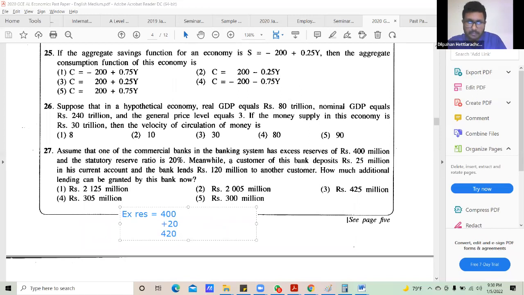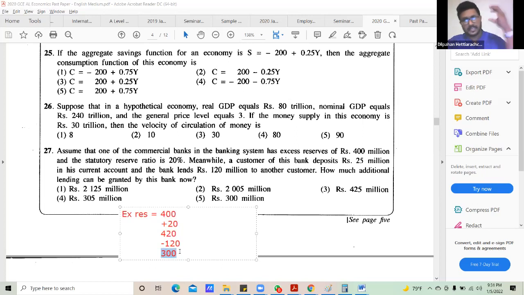Meanwhile, a customer of this bank deposits 25 million and the bank lends 120 million to another customer. Then this bank has an excess of 420 to lend whenever they want, and from this 420 they are lending 120. So this reduction of 120, we can take as it is. And what is remaining afterwards? 300 million. This is the answer you have to record.